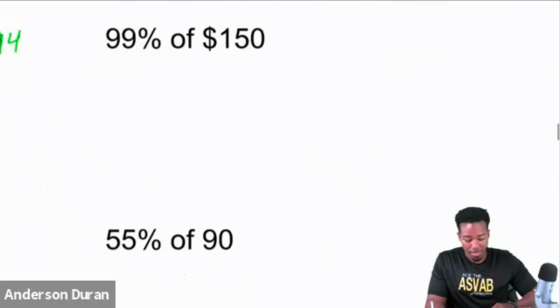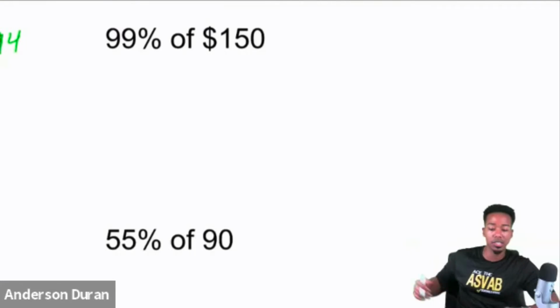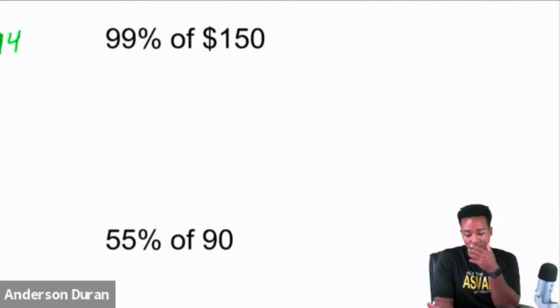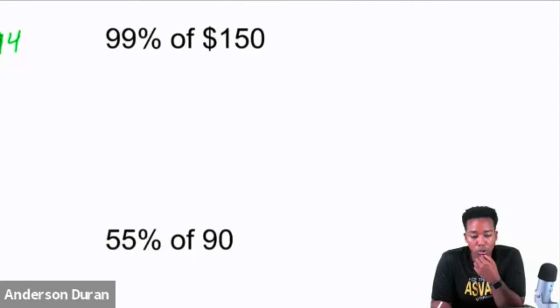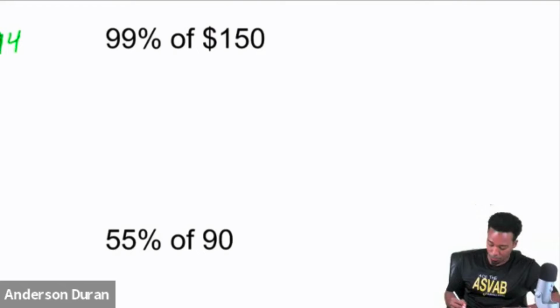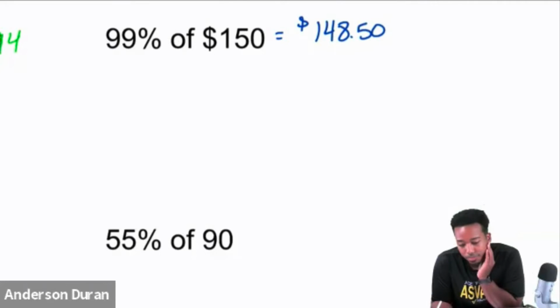Straight up multiply. 99% of $150. Everybody who looked for a convenience, who did it fast and multiplied? Which way did you go? Multiply fast or look for a convenience? How did we do it? All right, everybody here is saying multiply fast. Did y'all get $148.50? Is that what y'all got? Got some yeses, got some nos, got the majority yeses.